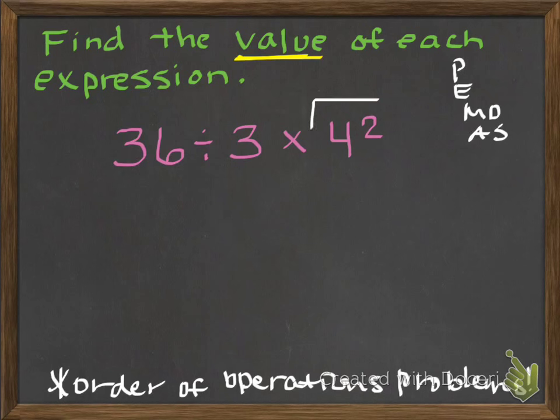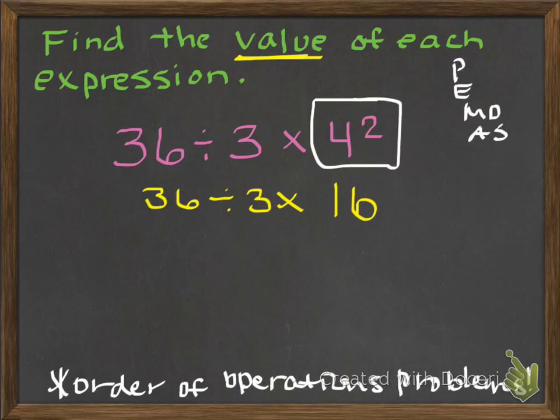E is the exponent, so I'm going to put a box around that one, and then I'm going to go ahead and process that one. So when I process that one, I get 4 times 4 is 16. So I'm going to write the 16 there, and I'm going to keep everything else the same. 36 divided by 3 times 16. Now I can see that I only have multiplication and division left. So since I only have multiplication and division left, I'm going to work from left to right.